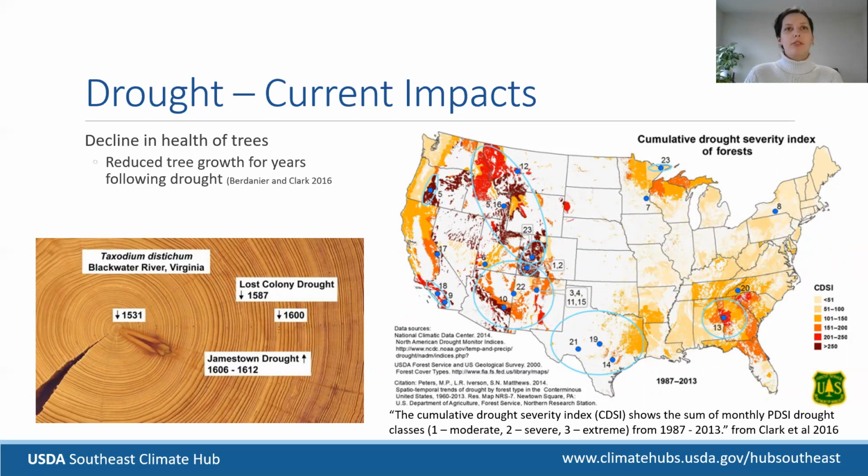The map on the right shows drought severity from 1987 to 2013 using a cumulative drought severity index created from the sum of monthly PDSI drought classes. The Southeast has undoubtedly seen severe droughts, and this can definitely impact the distribution of tree species, biodiversity of forests, and growth and production.